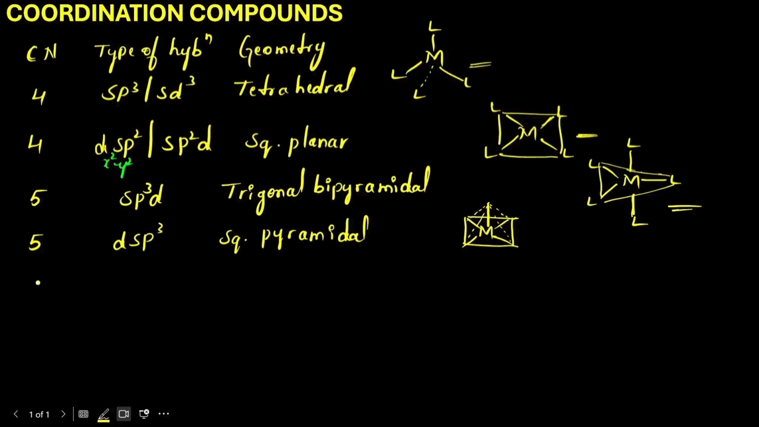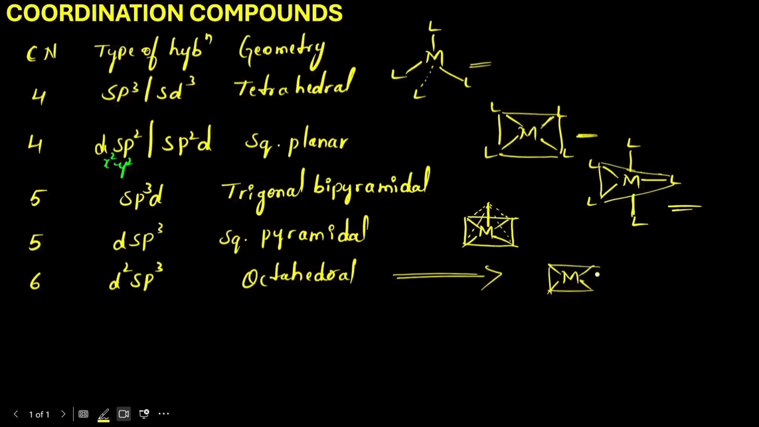Next, we will consider the coordination number 6. Type of hybridization is d2sp3. Geometry is octahedral. So if you write the geometry here, it will be like this. Here is the central metal atom. 4 ligands will be in the plane, and one is above the plane and one is below the plane. This is octahedral geometry.